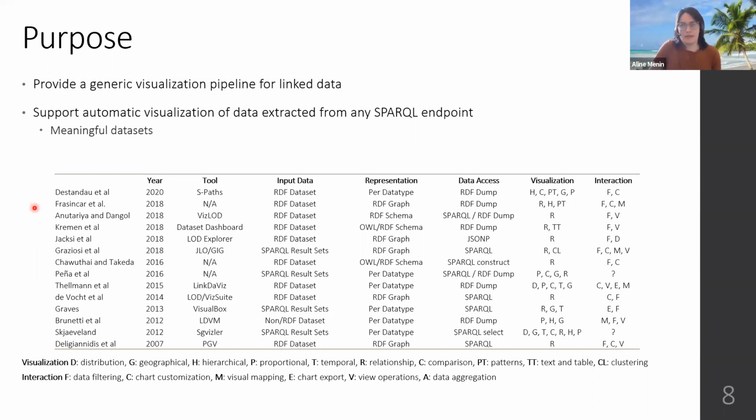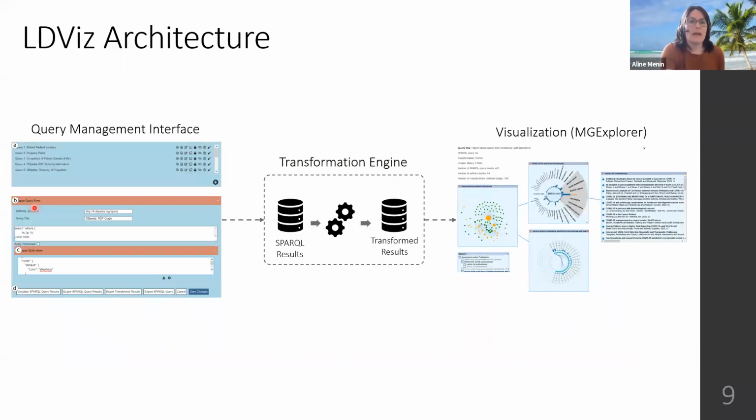So that's where LDVs enters. LDVs works in basically 3 steps. We have the query management interface that allows users to create queries that extract meaningful subsets of data to be explored. And then this data will go into a transformation engine that processes the data and transforms it into the format that we need to visualize using the DMG Explorer tool. So I'm going to show you the 3 steps in detail.